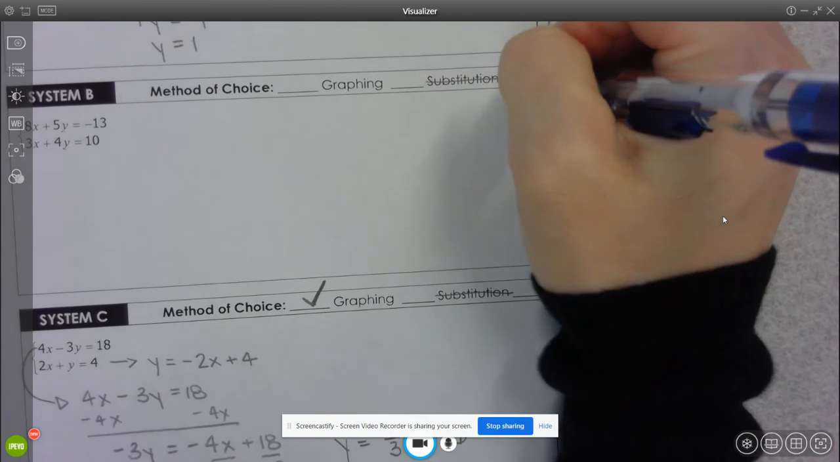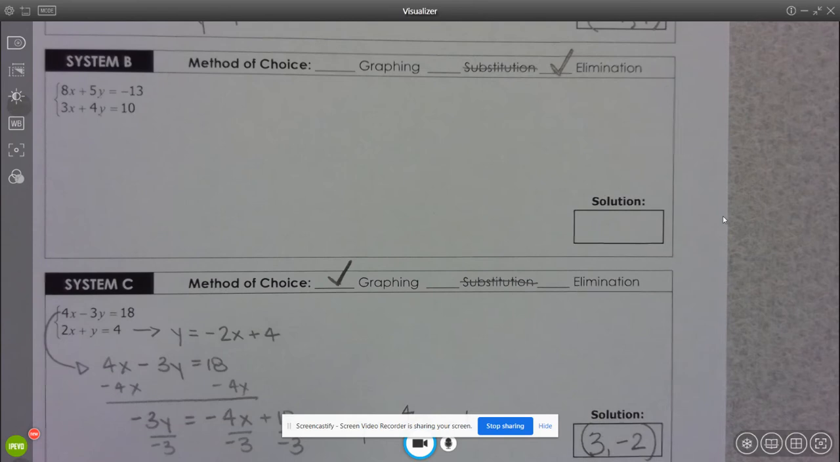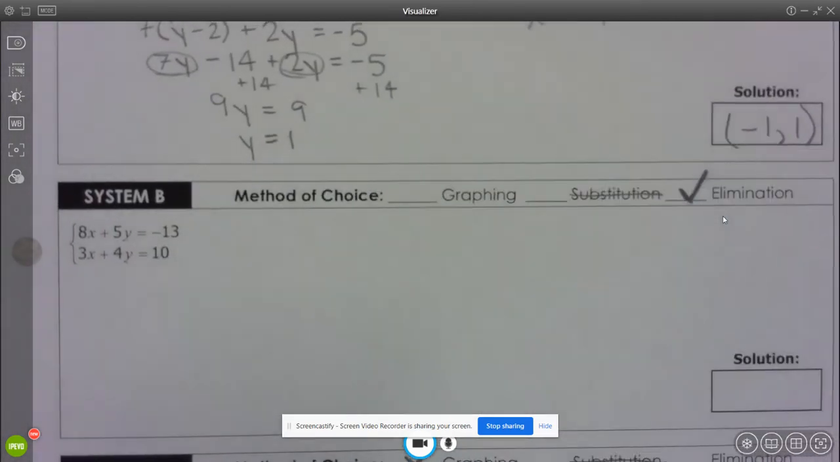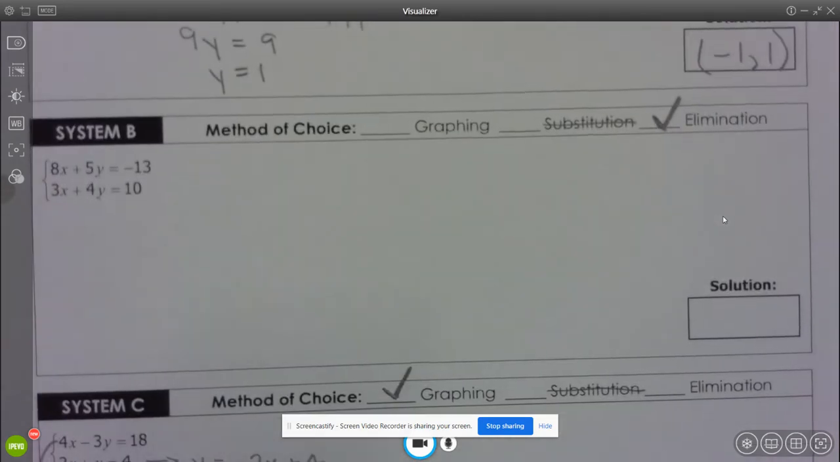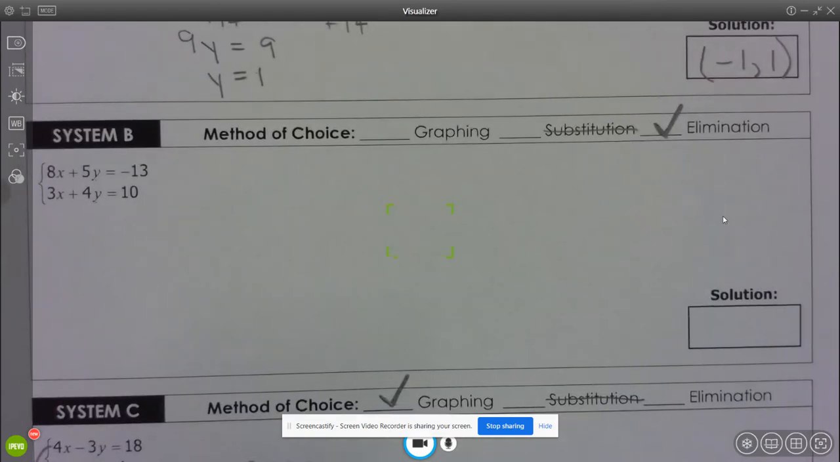Last but not least, so that was graphing here. So we're going to do elimination for this one. Now, this one is yucky because it can't be graphed easily. Let me zoom in a little bit. There we go. Can't be graphed easily. Not super easy for substitution. So we have to do elimination in this case. Unfortunately, because we're not having a graphing calculator in this case, graphing is off the table. Substitution, we would have fractions, and nobody wants to do that.